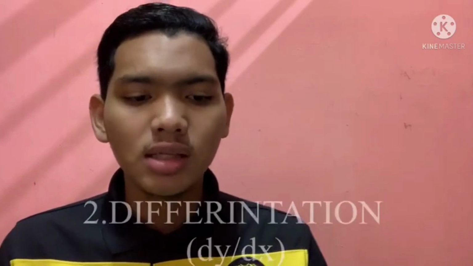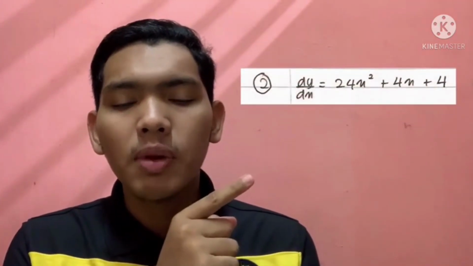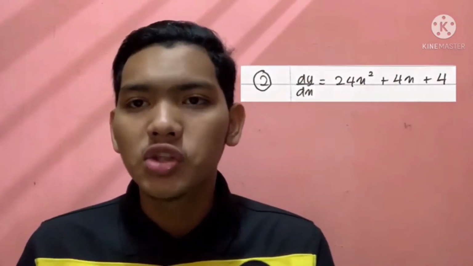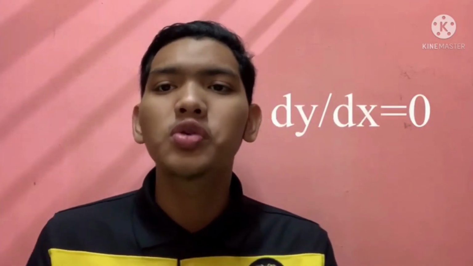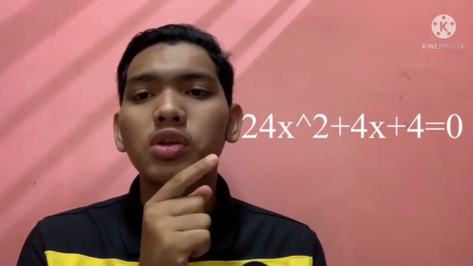Alright, we go to the second step. The second step is we must differentiate the equation. So dy over dx, we will get 24x squared plus 4x plus 4. When you finish the differentiate step, you must set dy over dx equal to 0. So 24x squared plus 4x plus 4 equal to 0.